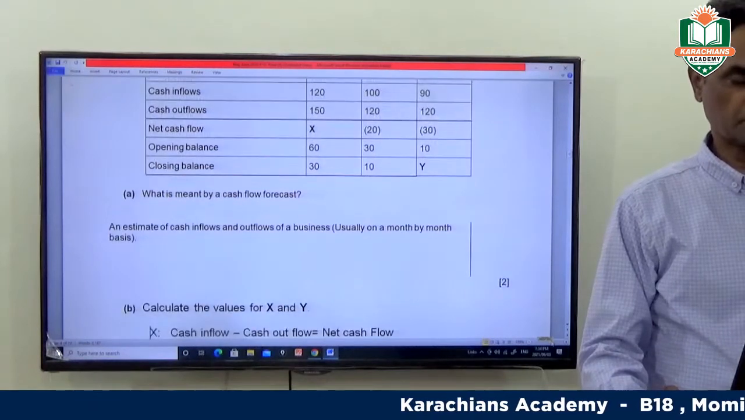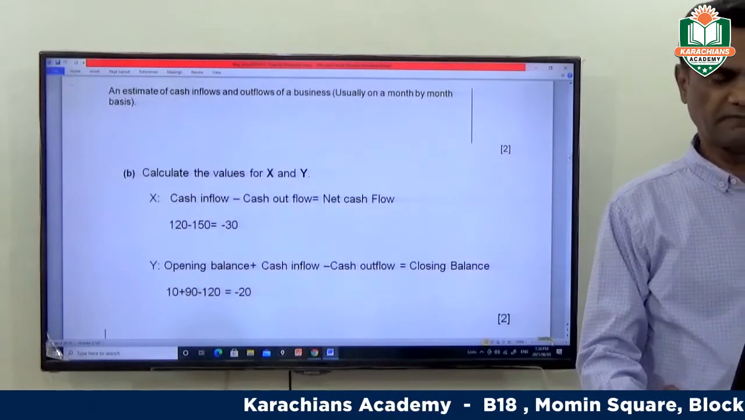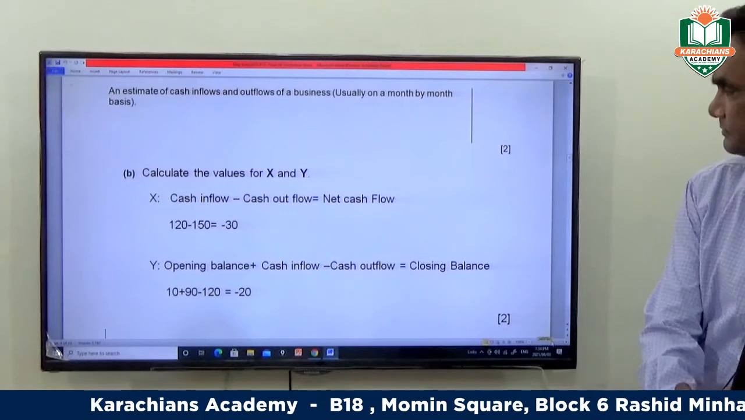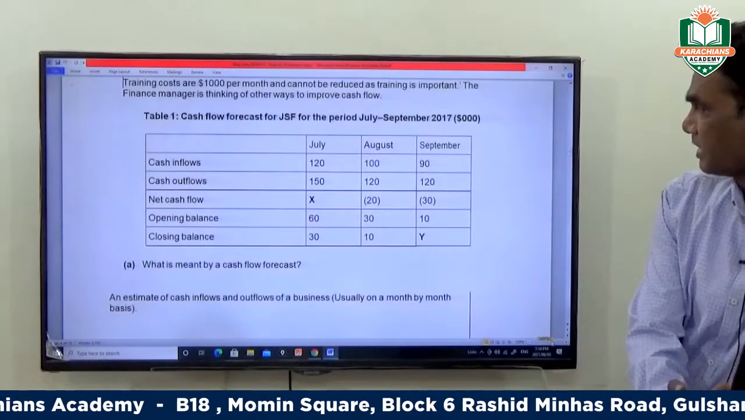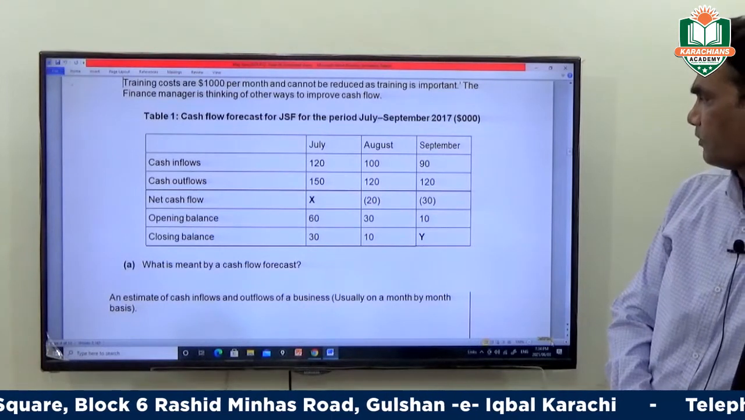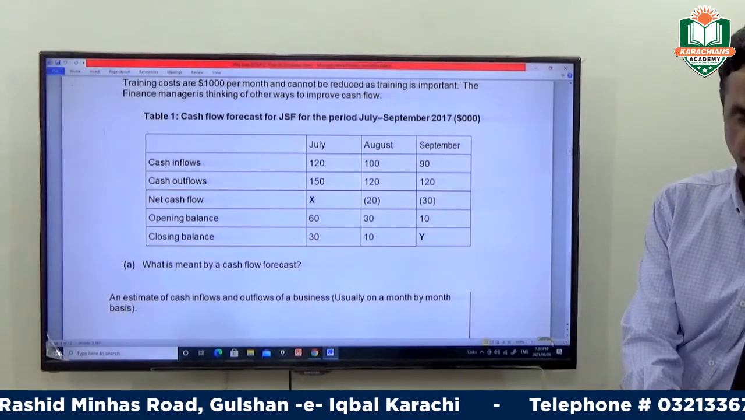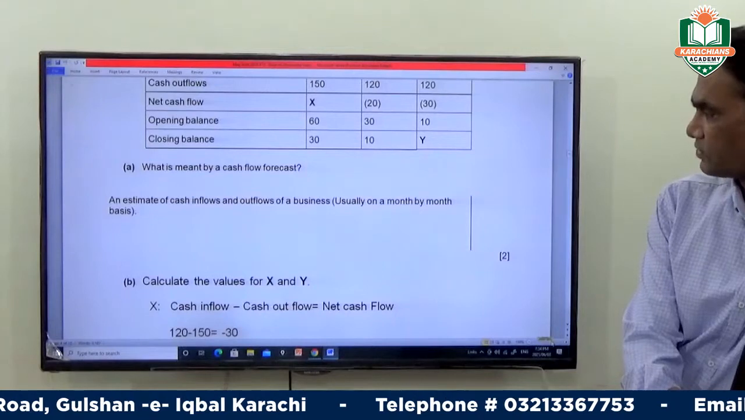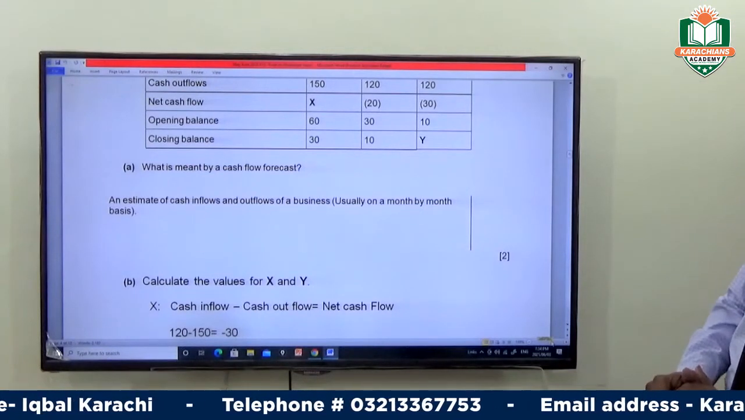Now come to question B. Calculate the value of X and Y. As we have earlier discussed, X means net cash flow and Y means closing balance. Now here comes the formula.